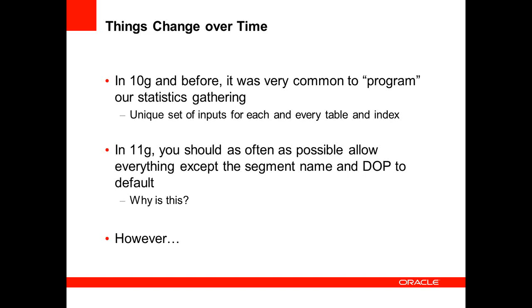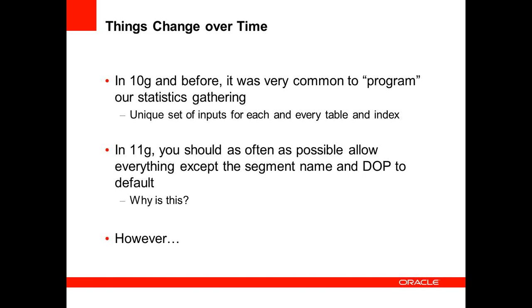Why is this? Because the algorithms for DBMS stats changed dramatically between version 10 and version 11, especially with regards to the method opt and the estimate percent parameter. Many people in the past used the estimate percent in an attempt to get statistics to gather faster. But the smaller they would set the estimate percent, potentially the worse the gathered statistics would be. So you could gather stats quickly but have bad statistics, or spend a long time gathering stats and get good statistics. And there was sort of this trade-off.